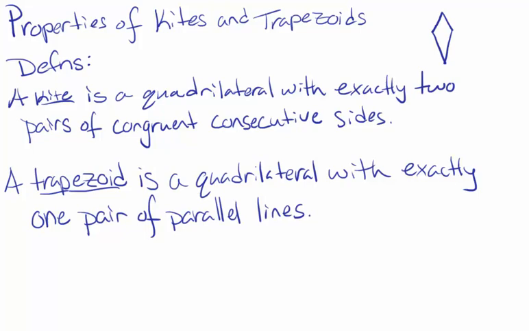Next up is a trapezoid, and this is a quadrilateral with exactly one pair of parallel lines. Again, one pair of parallel lines. So those are our two definitions today. We are going to do a nice little example involving a trapezoid.